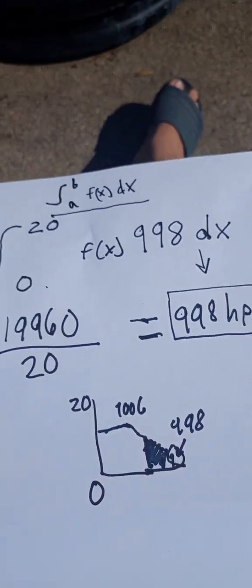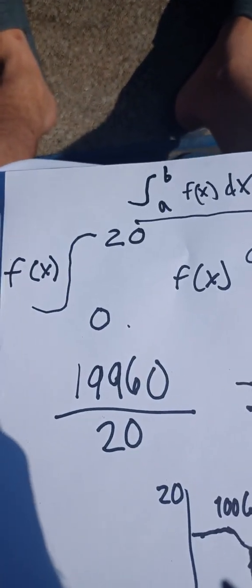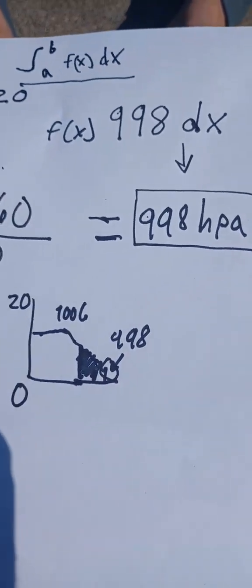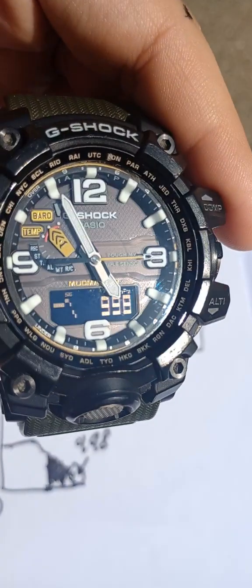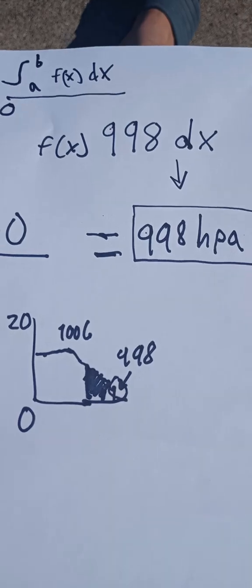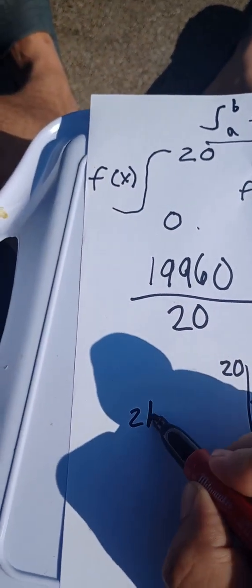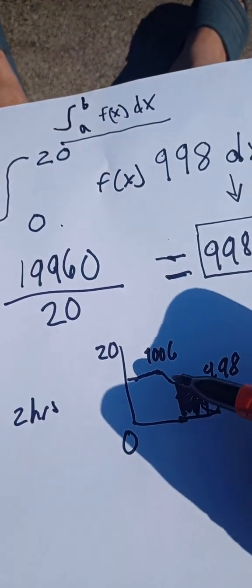It went down. So yeah, that's how you can use calculus basically to verify that barometric pressure. And this scans every 2 hours. I forgot to include that. So every pixel on the graph of the watch is every 2 hours. That's how I got 20 hours.